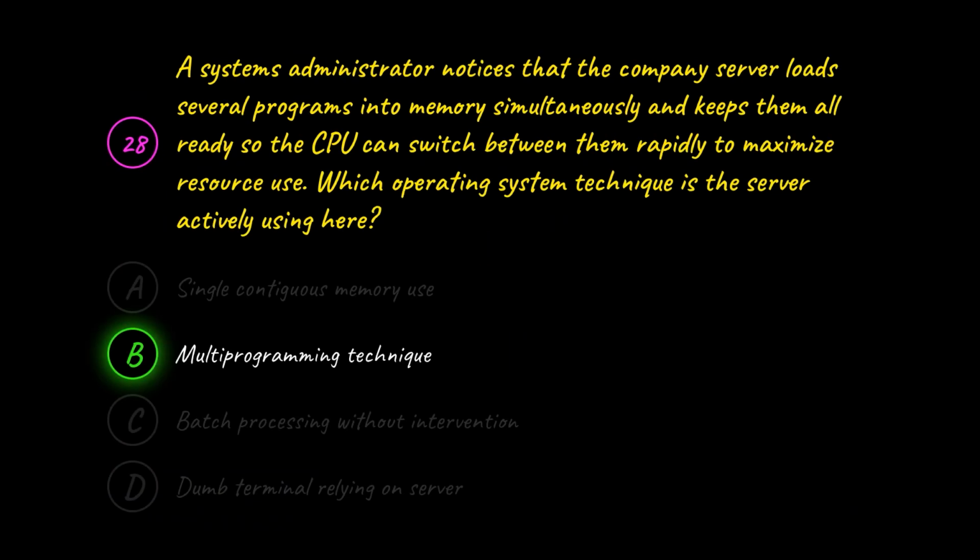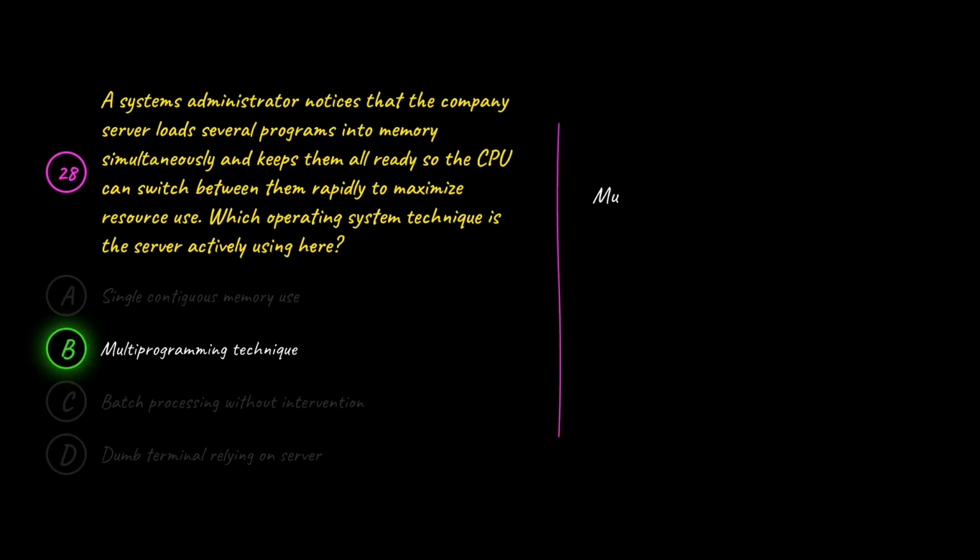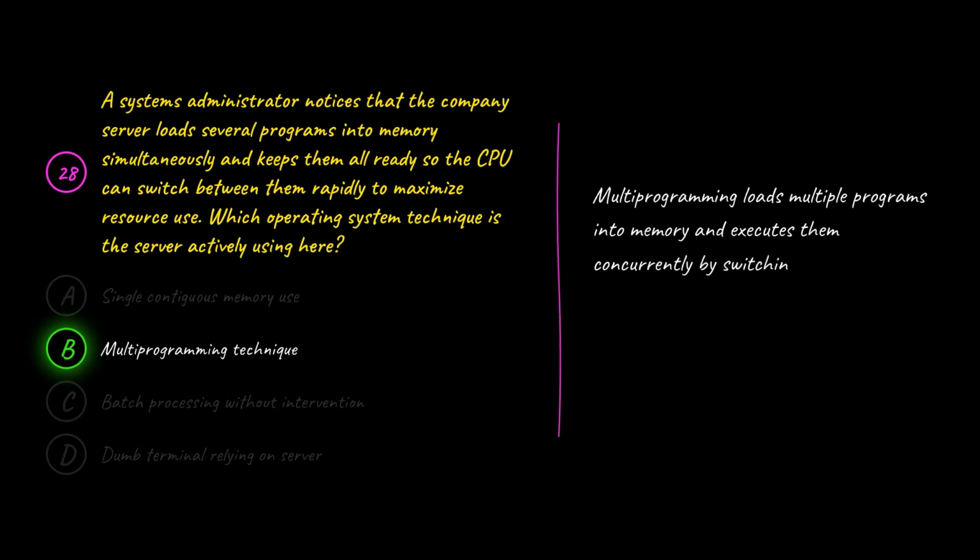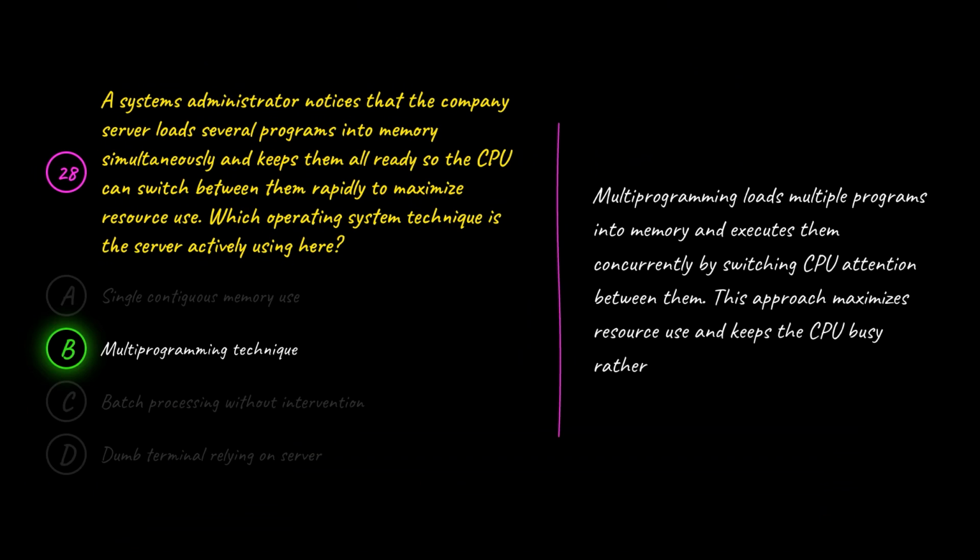The correct answer is B. Multi-programming technique. B is correct because multi-programming loads multiple programs into memory and executes them concurrently by switching CPU attention between them. This approach maximizes resource use and keeps the CPU busy rather than idle while awaiting input or output.